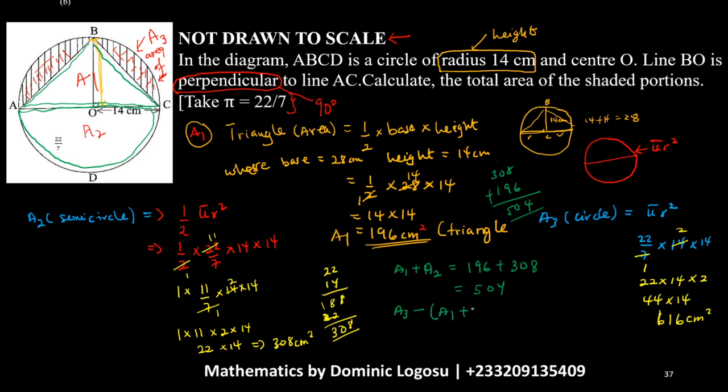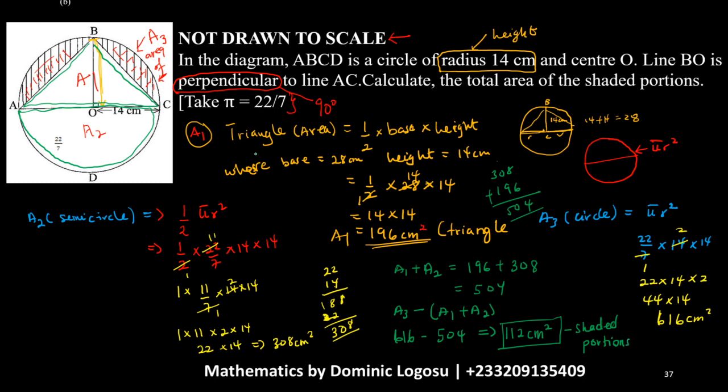The sum of area 1 and area 2. This is one way to solve this. Another way is just straightforward. Just let me finish and then we'll talk about that. So area 3 was 1616 minus 504. When we do this calculation, we should have, I think, 112 centimeters squared. Okay, so basically this is the area for the shaded portion.